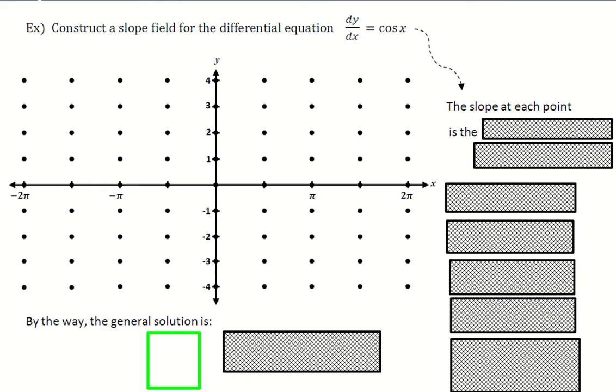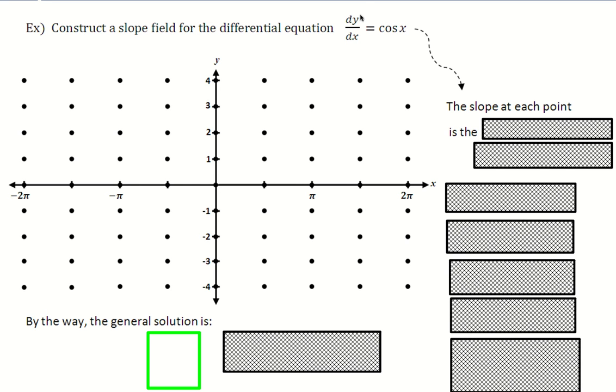Let's do, I guess, one more example. Yep, last example. Construct a slope field for the differential equation dy dx, which is slope, equals the cosine of x. Interesting. And look at how the x-axis is labeled here with pi, so this must be pi over 2. This must be 3 pi over 2.